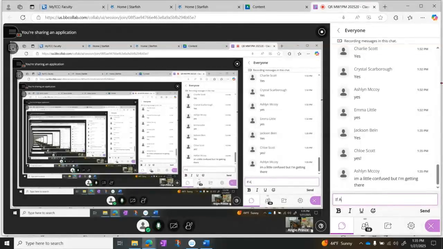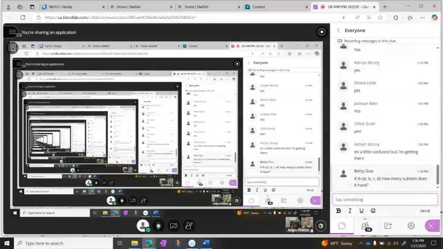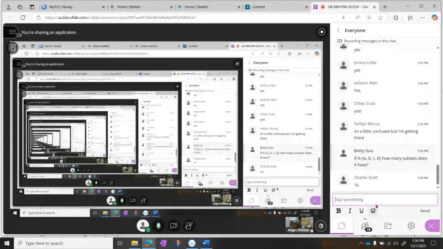So if the cardinal number of A, okay, how about this? If set A includes A, B, C, D, 4 elements, how many subsets does A have? How many different subsets? Yeah, how do you get a 16?